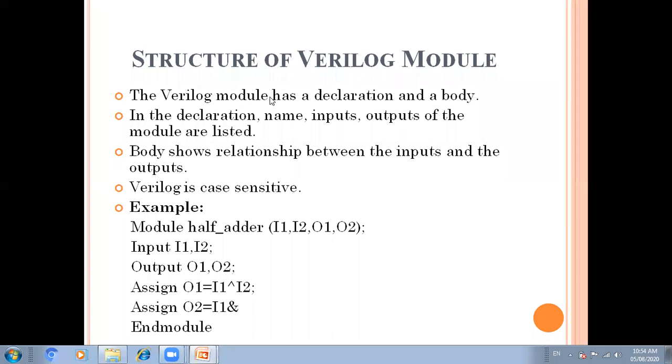IEEE created a standard group, that is IEEE 1364. Okay, so that is the official Verilog standard, which was published in 1995. That's why this version is also called Verilog 1995. After 1995, there were a few modifications to the Verilog tool. So after 1995, Verilog was published as Verilog 2001, and it's called the enhanced Verilog standard. That is Verilog 2001. So that is the recent version of Verilog, right?